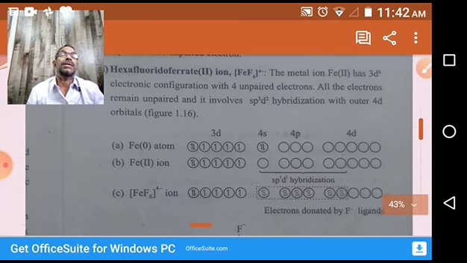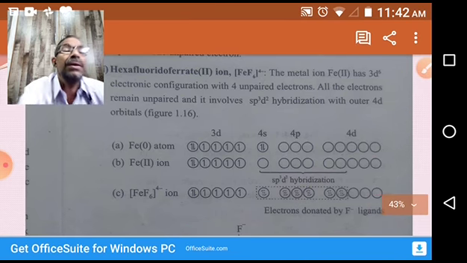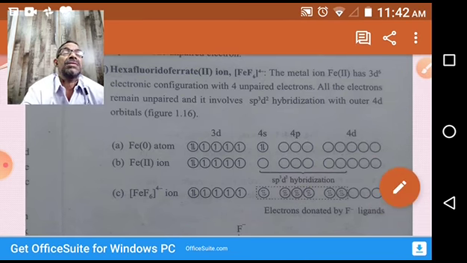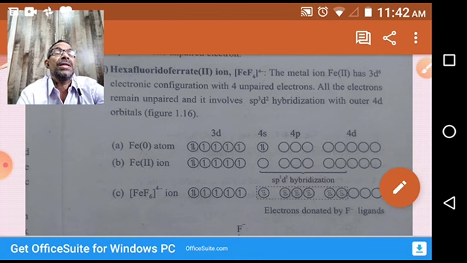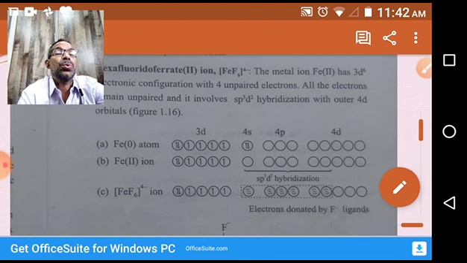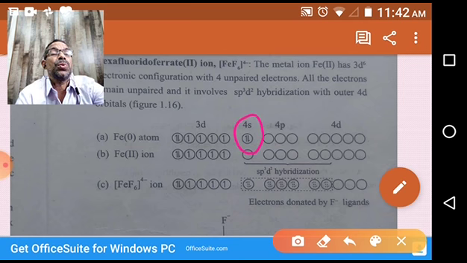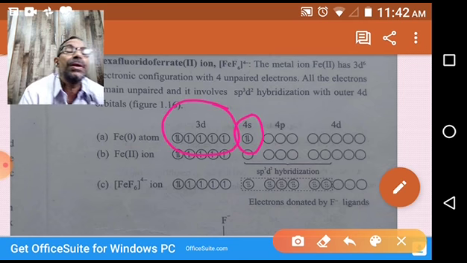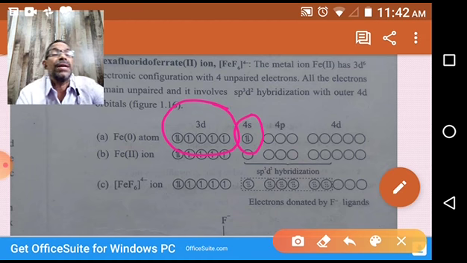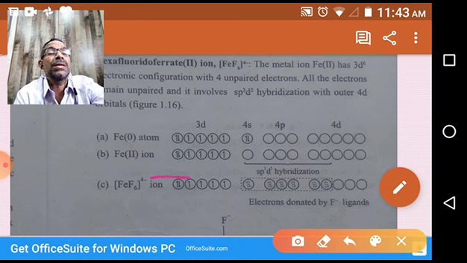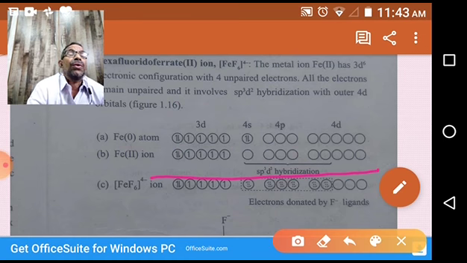See, the central metal atom is iron in +2 oxidation state. Iron in 0 state is 4s2 3d6. You know that atomic number is 26. So in +2 state, it is losing these 2 electrons. Due to losing these electrons, we are getting 4s0 and 3d6.